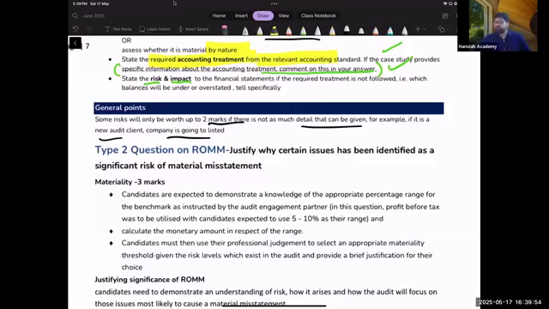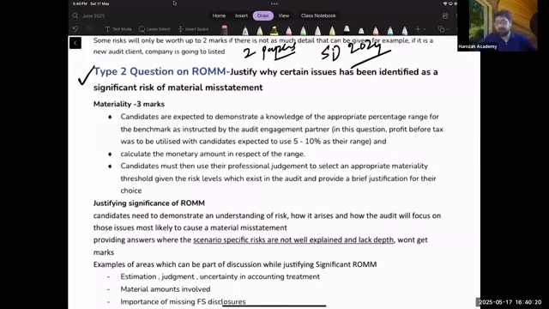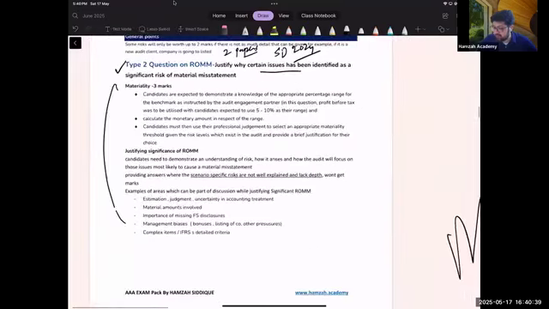Next. Now, this question is becoming common. In the last 4 past papers, it was tested in 2 papers. Even the first question we have to do today, which is from September-December 2024, one part is on it. Justify why each issue has been identified as a significant risk of material misstatement. Again, the same way to calculate and justify materiality.